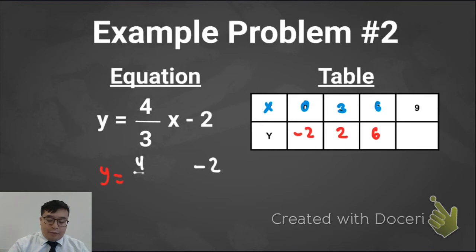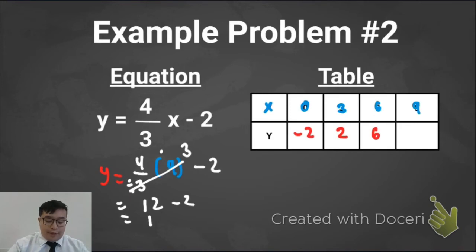Instead of replacing x with 6, I'm going to replace x with 9 this time. So instead of x, I'm going to write 9. Now 4/3 times 9. Since I have this fraction, I'm dividing by 3. So 9 divided by 3, that's going to be 3. 4 times 3 is going to be 12 minus 2. And 12 minus 2 is going to equal 10.